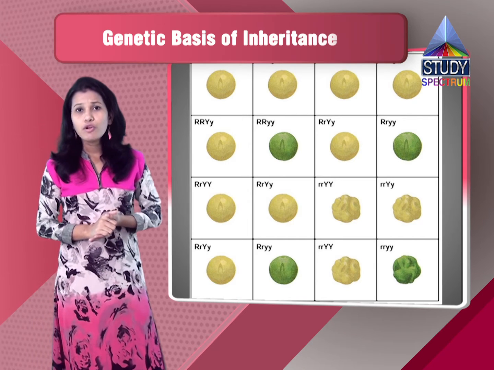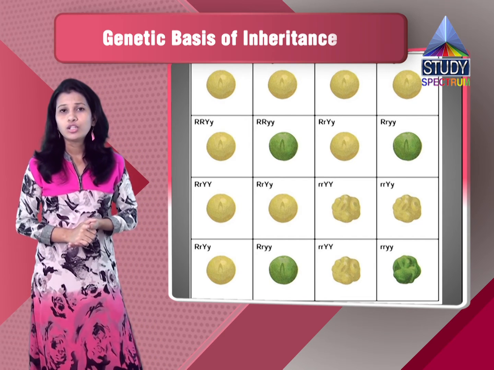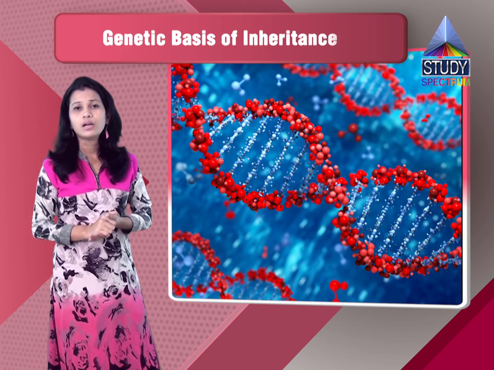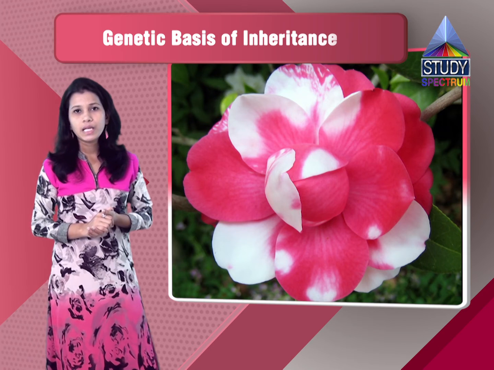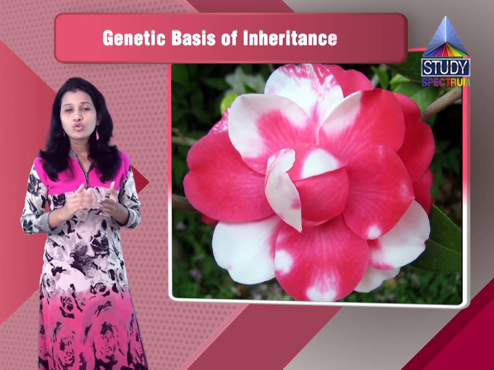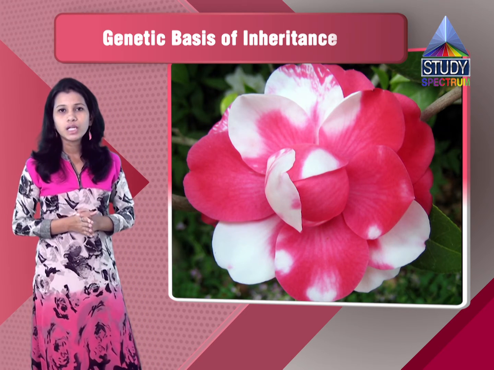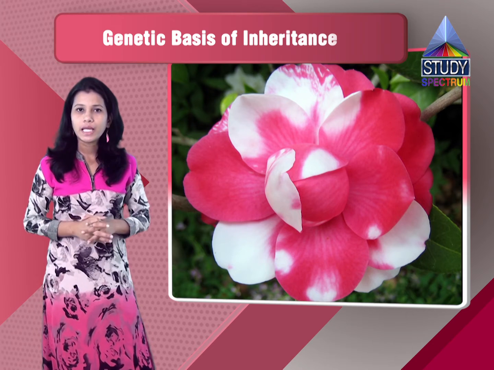Then we have also seen the non-Mendelian genetics. In the non-Mendelian genetics, we have seen codominance, incomplete dominance, pleiotropy, multiple alleles, polygenic inheritance. So these are all the things which we have studied in the chapter genetic basis of inheritance.